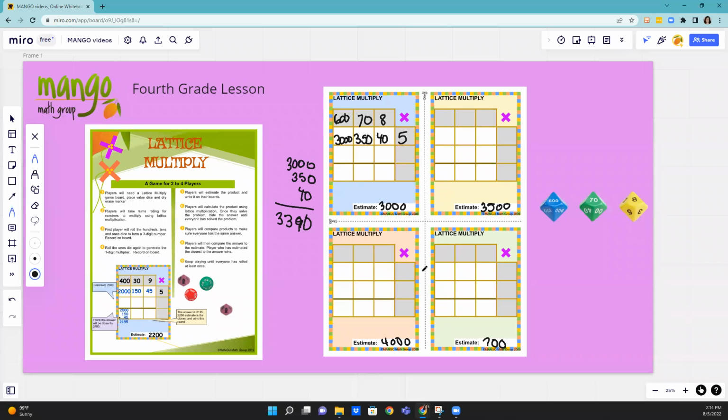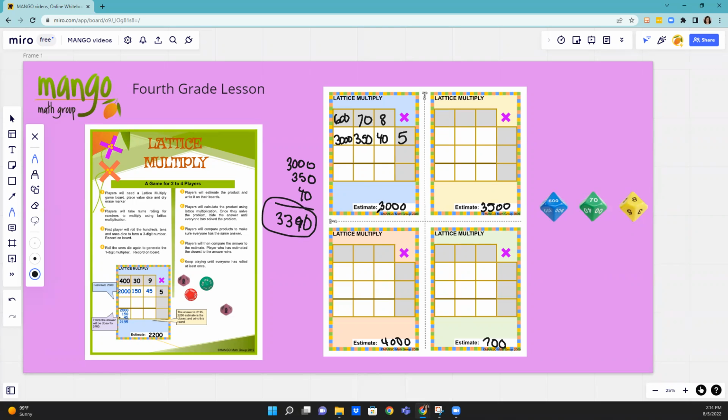All the students will compare their answers to each other to make sure they all got the same answer. If there's differences, we want them to talk about it and see if they can solve why there's any differences there. And then they're going to determine who was the closest in their estimate.